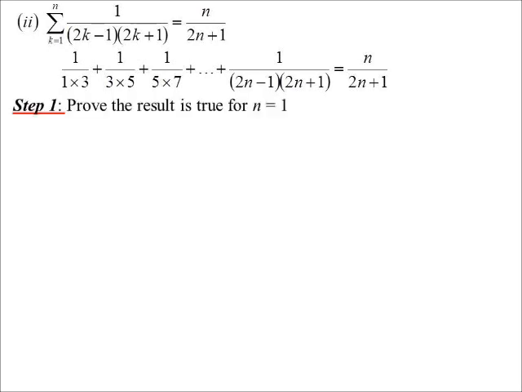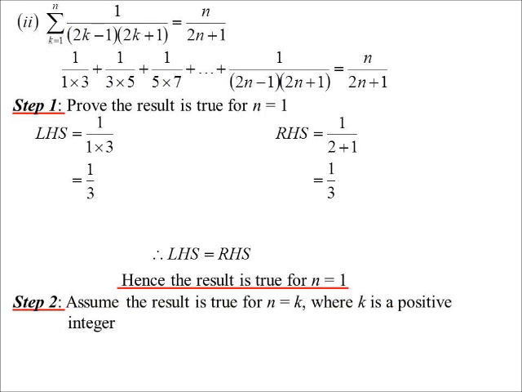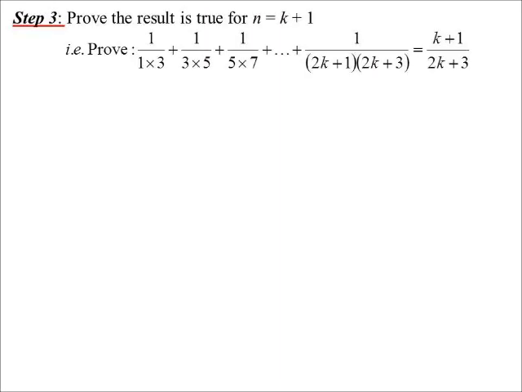So okay, prove it for 1, sub 1 in there, left-hand side. The first term in this is a third. Right-hand side, yes, that comes up with a third as well. So excellent. That works for n equals 1. So I'm now going to assume what it is I'm trying to prove. Now I've written it out as a series. Okay, we're going to prove for k plus 1. So the k plus 1th term, we're going to prove it's k plus 1 on 2k plus 3.